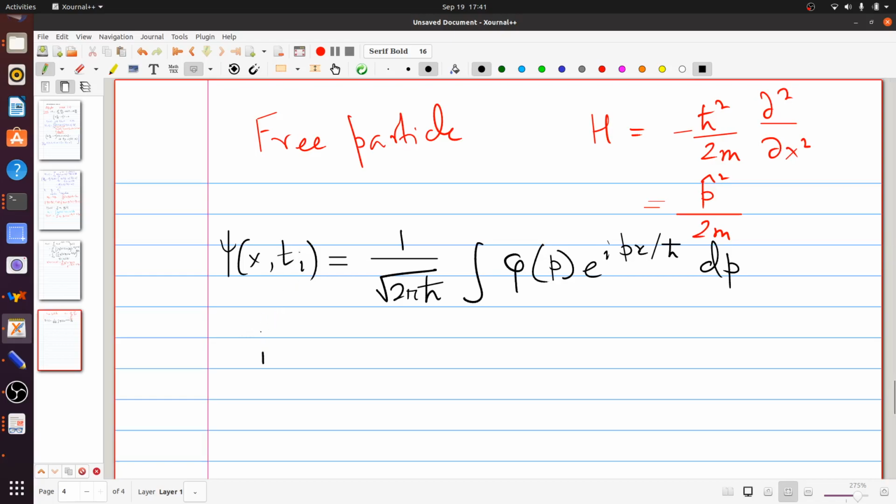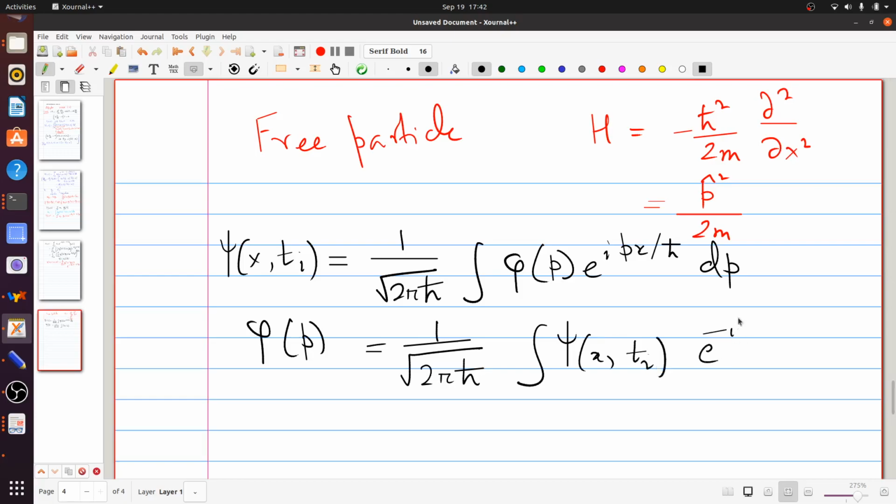So you also know that given this particular form, you can find out phi p by doing the inverse Fourier transform, which is really nothing more than integrating after multiplying by phi p star. So this is what comes out here. This is an integral over x now. Of course, the limits of both these integrals are from minus infinity to plus infinity.